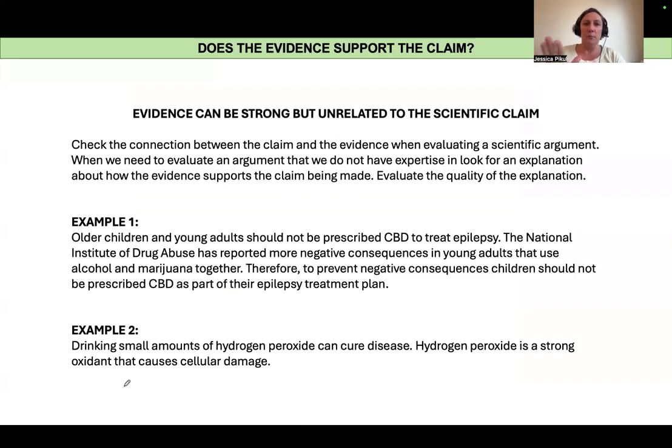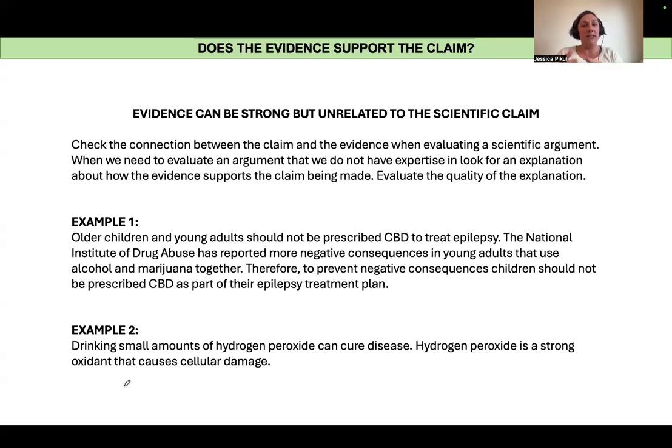All right. So, what we need to do when we're looking at our scientific claims is first look at the strength of the evidence, and then we need to see if the evidence actually supports the claim. Evidence can be strong, and if that evidence is unrelated to the scientific claim, then it doesn't help support it at all. And sometimes it's hard to see that distinction, especially when we don't have expertise in the area. And this is a way that people make their argument sound stronger than it is.